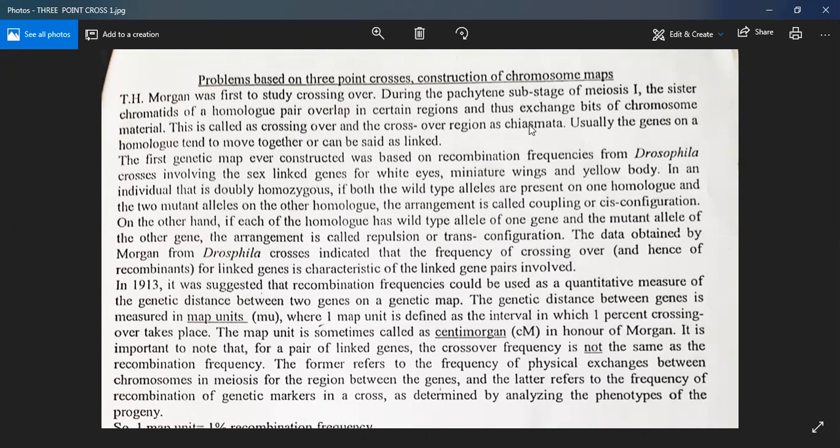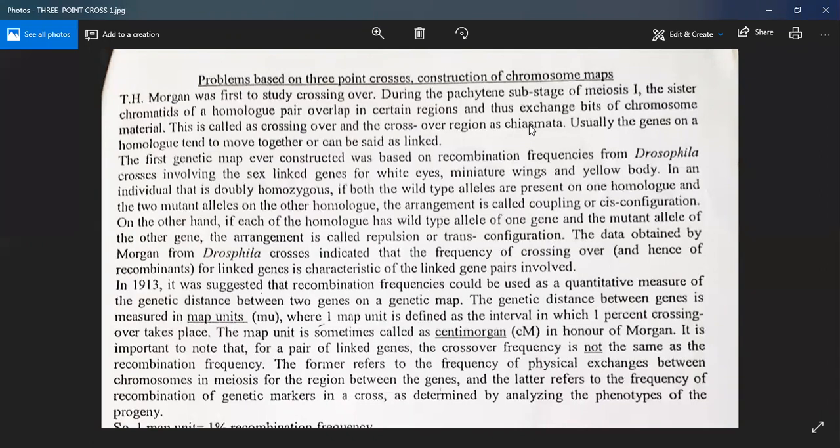So when you find out distance between any two genes, it depends on the percentage of crossing over. What is crossing over? One chromosome will cross over with another chromosome. So the percentage of crossing over between any two genes is equal to the distance between them. This is the formula: distance between any two genes on a particular chromosome is equal to the percentage of crossing over between them.